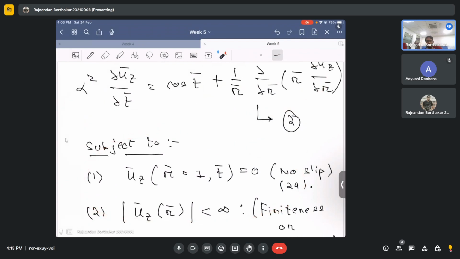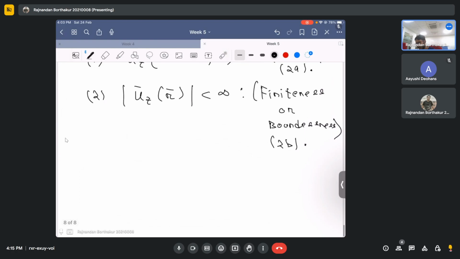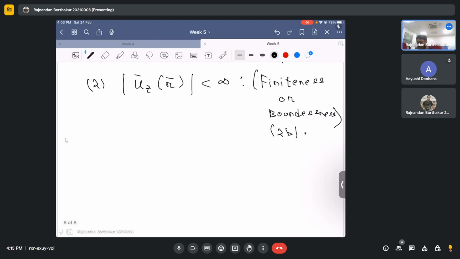However, as I said, this is still a PDE, right? And we need to look for strategies to solve these PDEs. So what we will basically do is, the way of solving this problem.